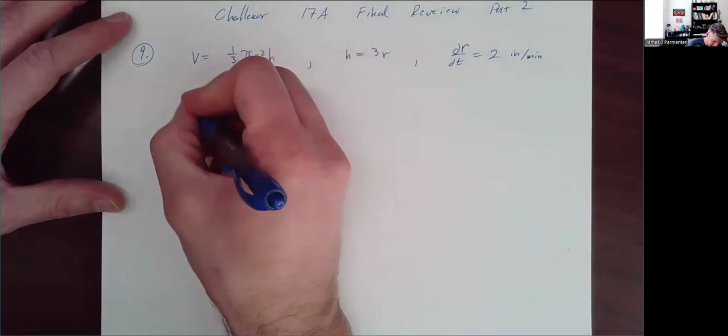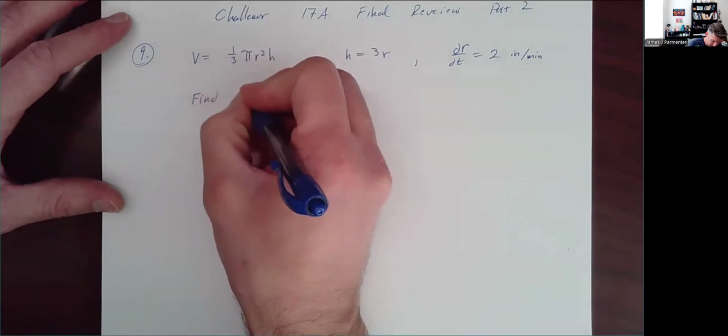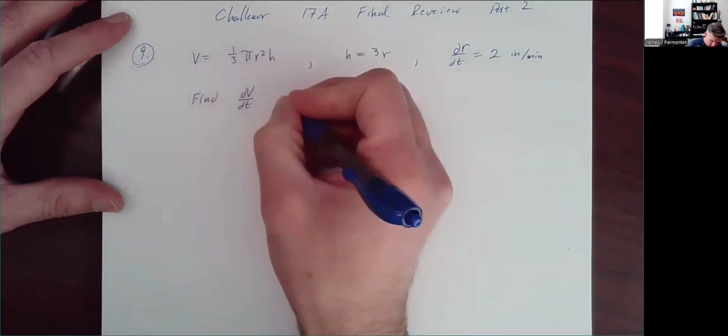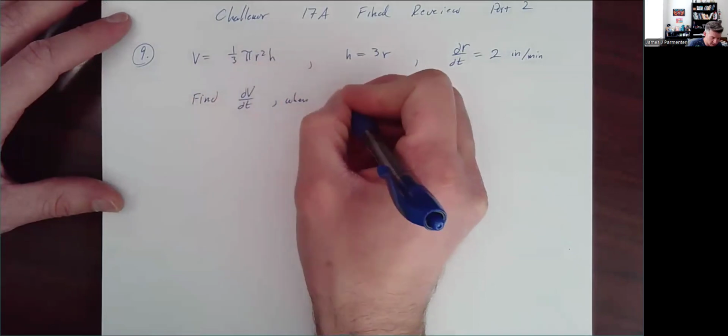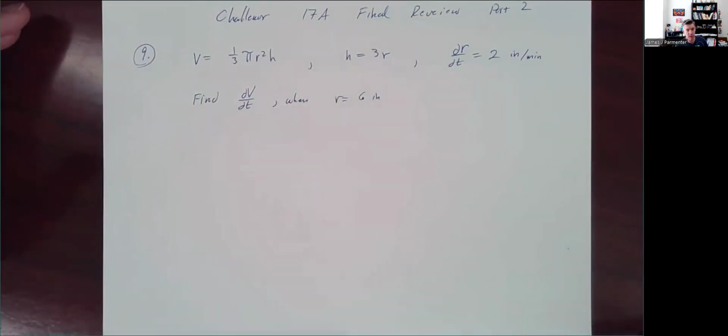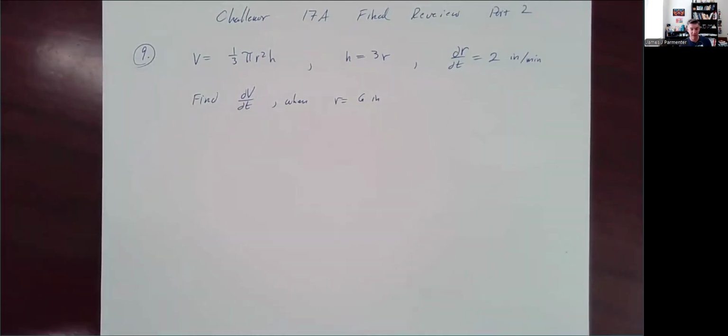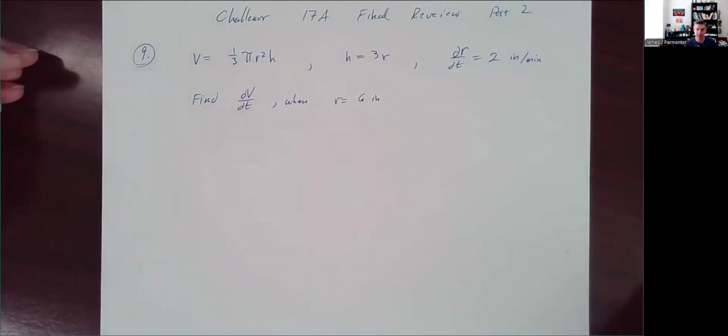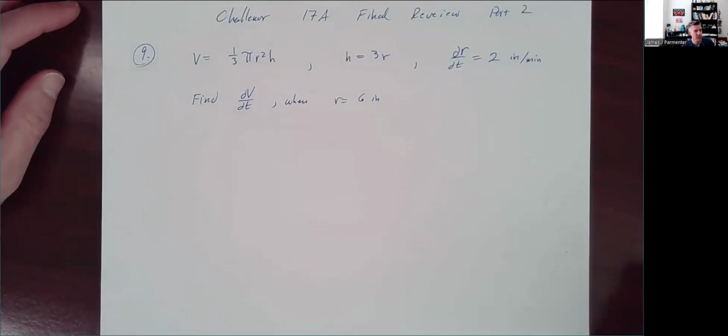So we want to find dv/dt when r is equal to 6 inches. This problem has been set up in such a way that you don't really have to draw the picture. Like if I was giving you this problem, I might have said something more. Oh, actually, this problem's interesting. This problem's a little different.